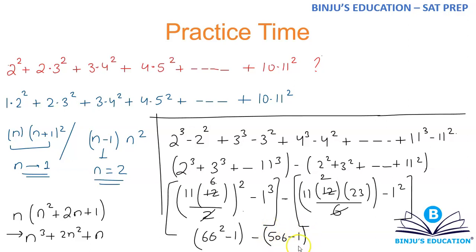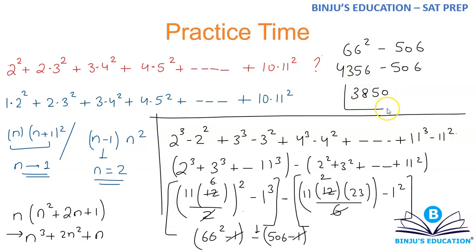minus 1. So this is now minus 1, and this minus 1 is going to get cancelled because there is a negative sign in between. So I am basically left with 66 square minus 506. So 66 square is 4356, and minus 506. So 4356 minus 506, that is 3850, and that's your answer.